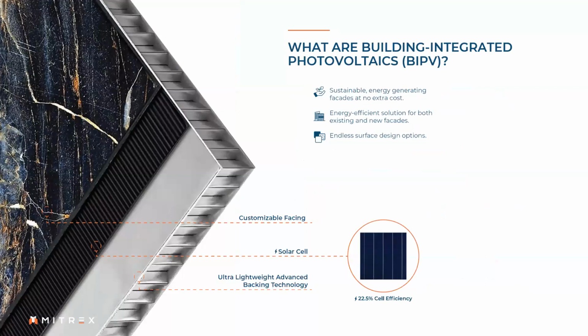BIPV is a sustainable energy generating facade. In most cases, you can integrate this at no extra cost. It's an energy efficient solution for both existing and new facades. And the surface provides endless design options. So it's a customizable facing. It's a solar cell beneath that. And the facing is a tempered low iron glass facing that starts off clear. And then you apply coatings to it to create colors or patterns or both. And the backing of that panel is aluminum honeycomb technology. So it's ultra lightweight and extremely versatile.